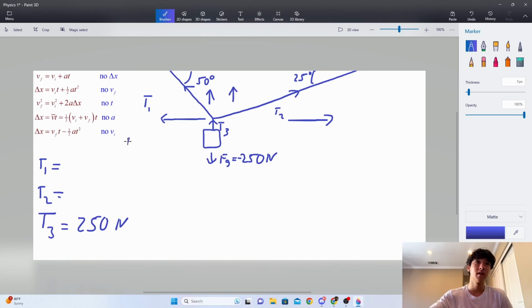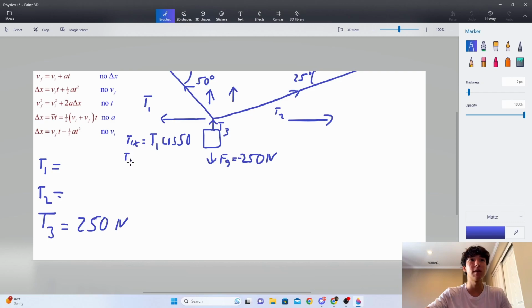So essentially, T1x is equal to T1 cosine of 50. Why is it T1 cosine of 50? Well, this is T1x right here, and that's the adjacent value. Cosine of 50 is adjacent over hypotenuse. So T1x over T1 is equal to cosine 50. I multiplied on both sides to get rid of that denominator, and so T1 on the right side is multiplied by cosine 50.